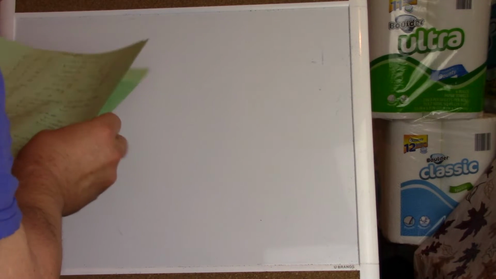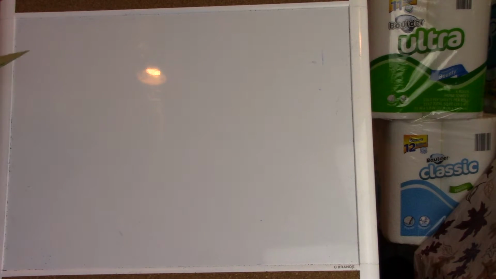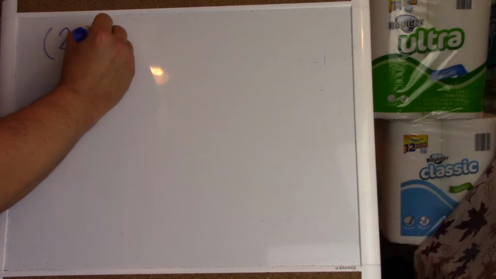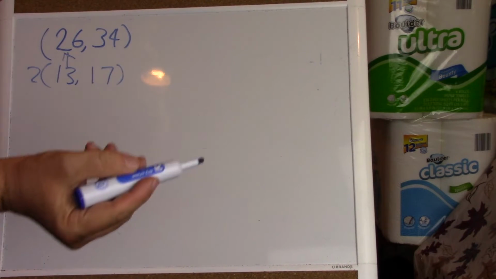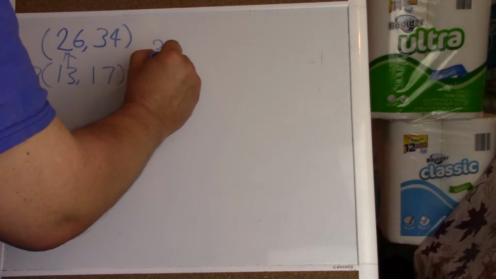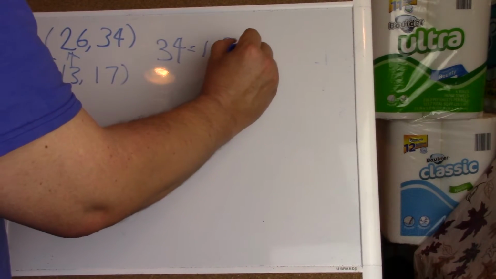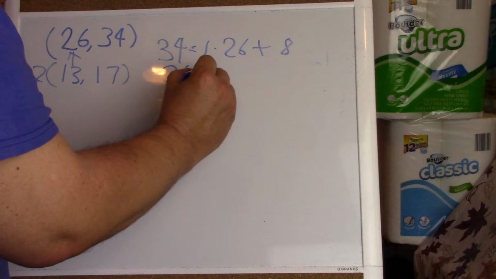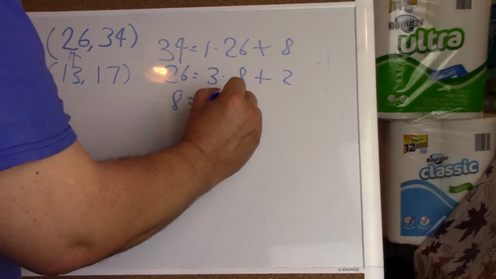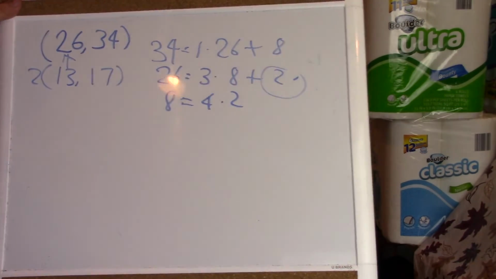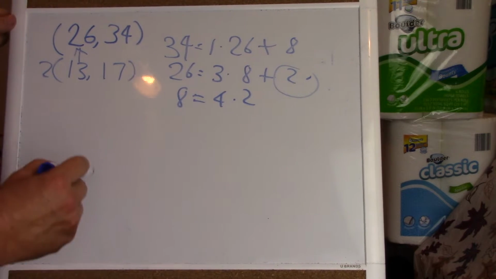So then I'm going to do a little example of when the greatest common denominator is not 1. So let's just say that we do 26 and 34, which is really, of course, 13 and 17 multiplied by 2. Okay? So this is going to be 34 is equal to 1 times 26 plus 8. Then 26 is equal to 3 times 8 plus 2. And 8 is equal to 4 times 2. So sure enough, the greatest common denominator is 2.